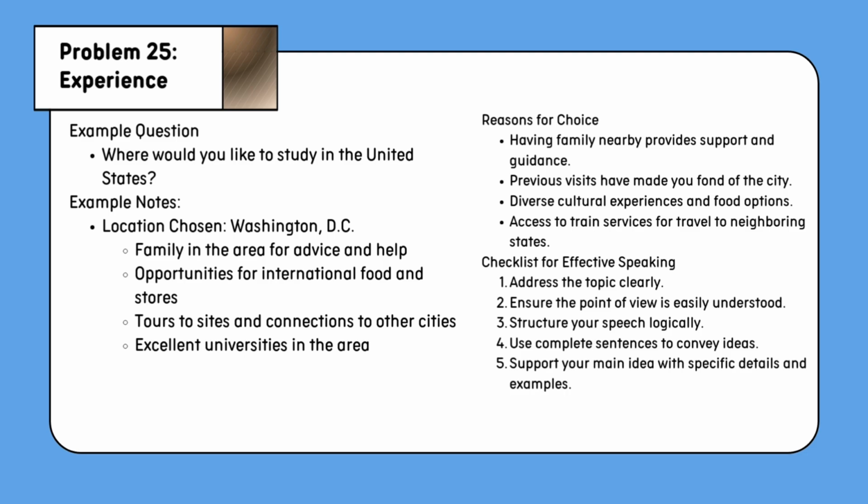Checklist for effective speaking. 1. Address the topic clearly. 2. Ensure the point of view is easily understood. 3. Structure your speech logically. 4. Use complete sentences to convey ideas. 5. Support your main idea with specific details and examples.